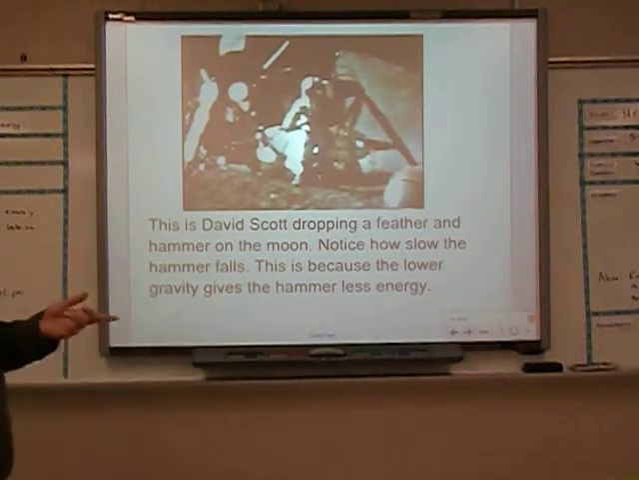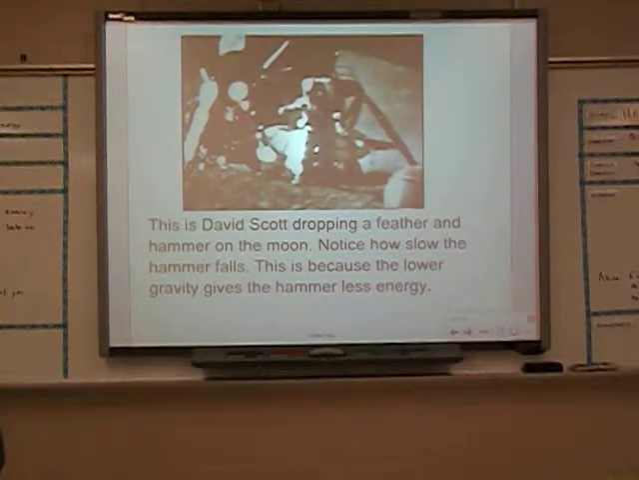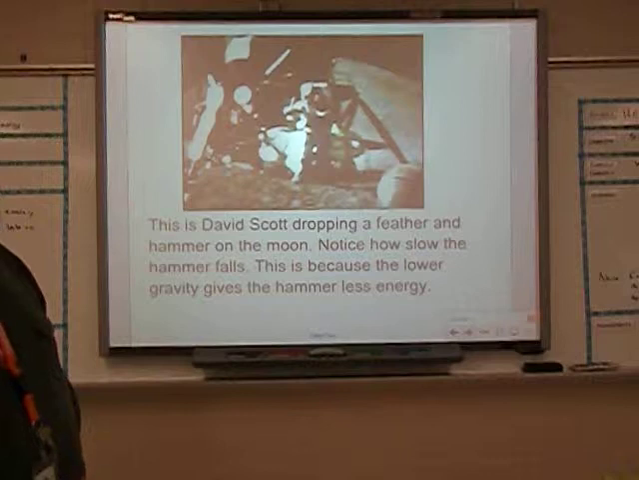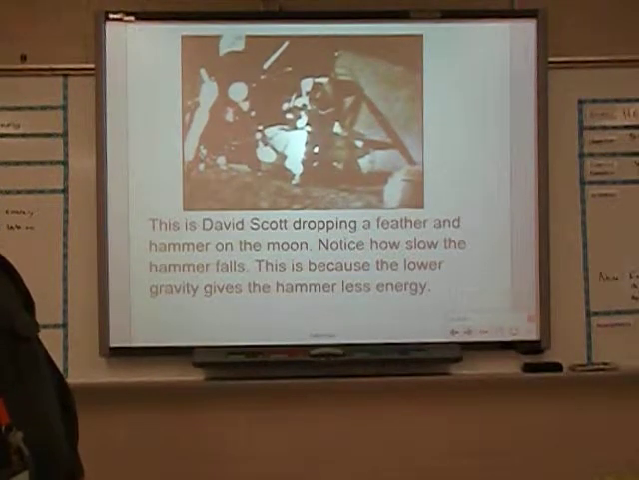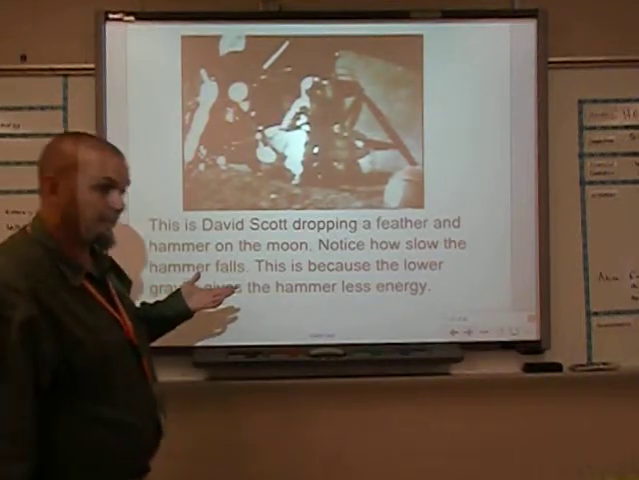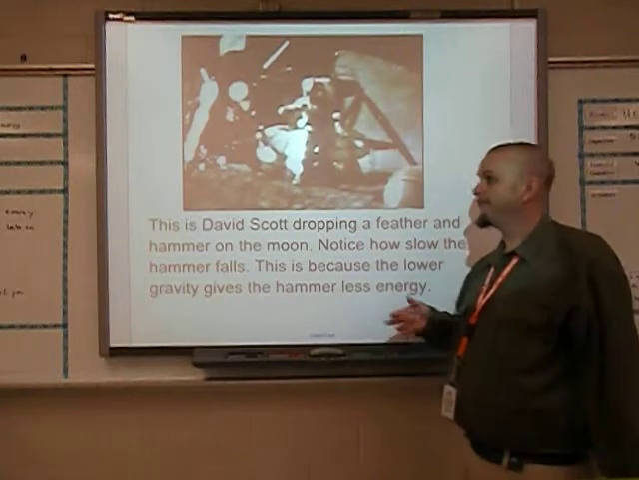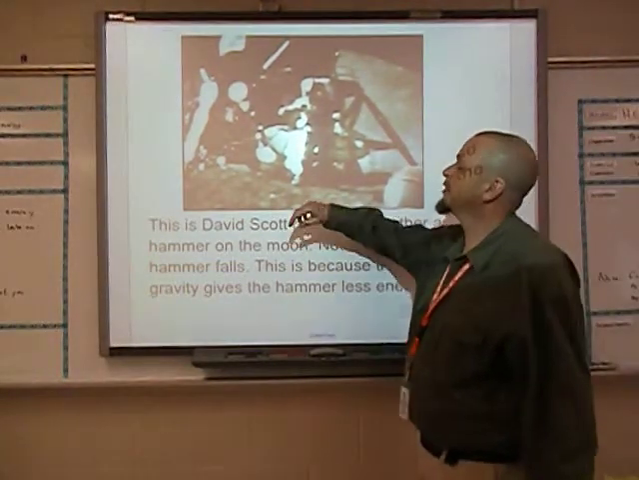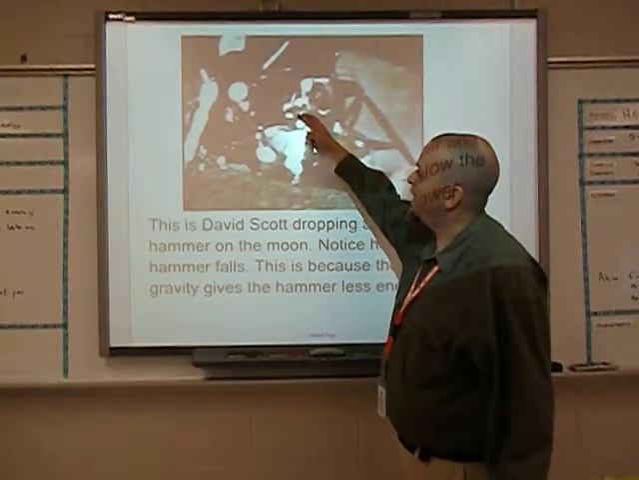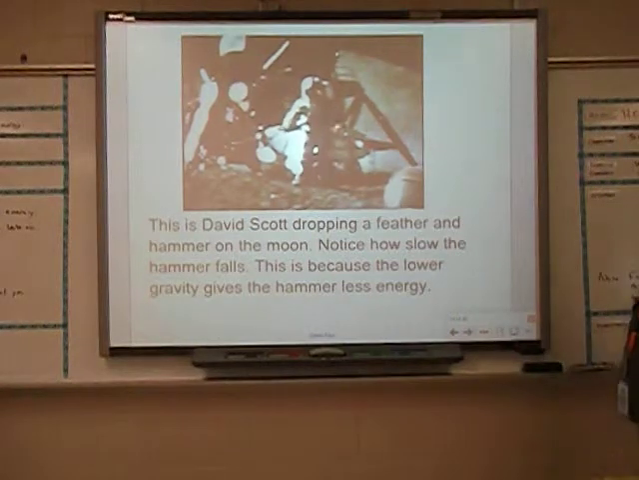I'm throwing this up here so you can see how slow that hammer falls. If you dropped that hammer while you were working on something and it was falling on the moon, you'd have plenty of time to move your foot out of the way before it falls on your toe. On Earth, that wouldn't necessarily happen. If you dropped the hammer and your foot was underneath it, it's probably going to hit your toe and it's probably going to hurt. But on the moon, if you watch how slow this hammer falls, you would legitimately have time to get out of its way because it falls much slower than it does on Earth.